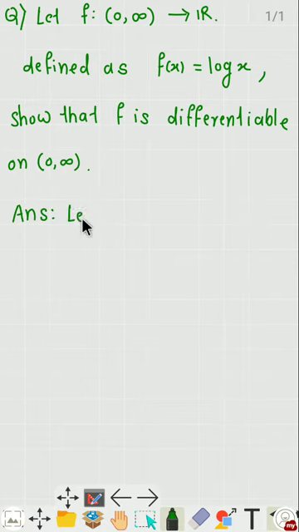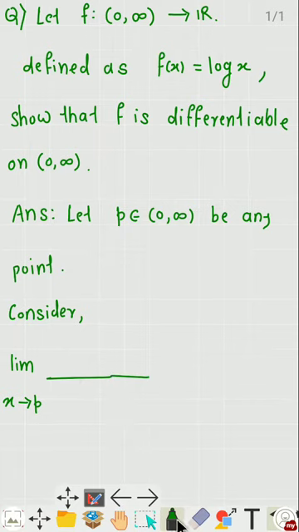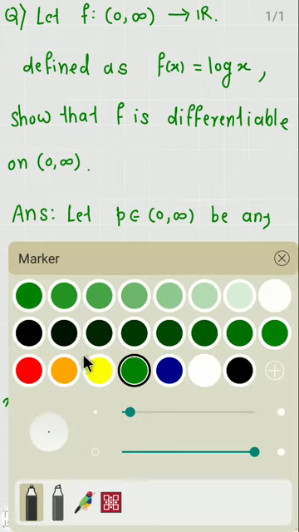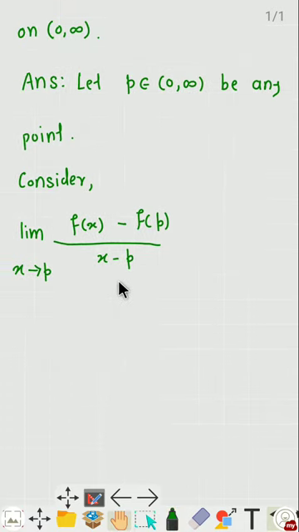Let p belong to the open interval 0 comma infinity be any point, and consider the limit as x tends to p of f of x minus f of p divided by x minus p. So we check this limit.